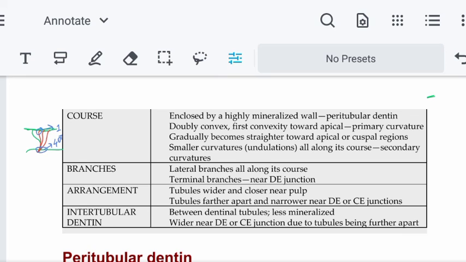Intertubular dentine is between dentinal tubules. Inter means between two. Intertubular dentine is present between the two dentinal tubules. It is less mineralized, and wider near the dentin enamel junction or cemento-enamel junction, due to the tubules being further apart. Okay.